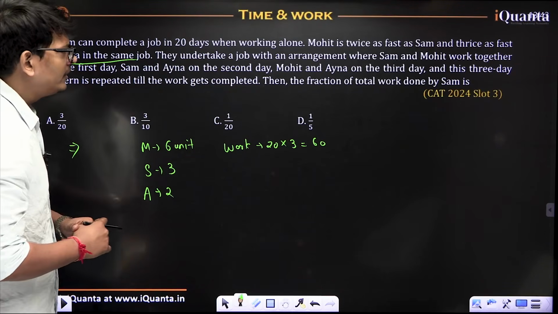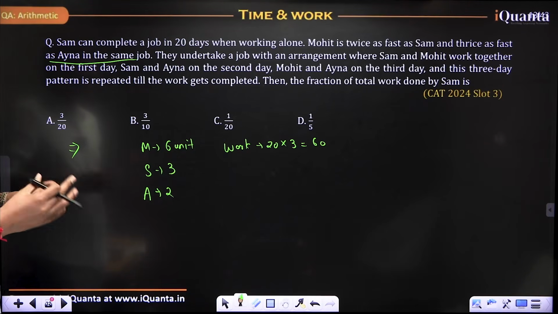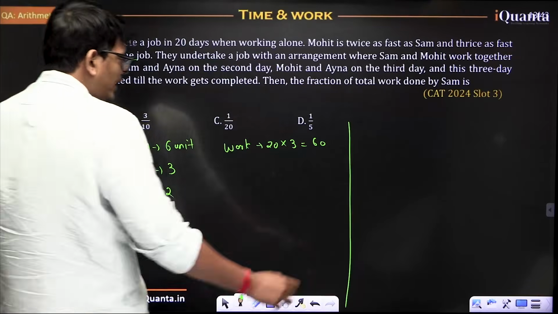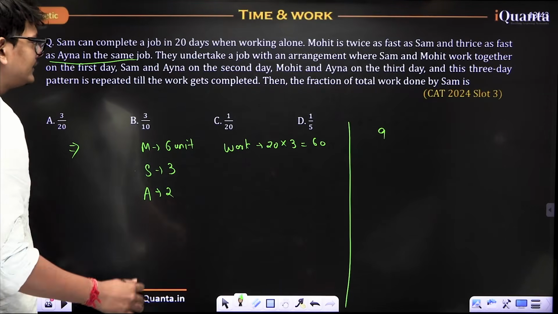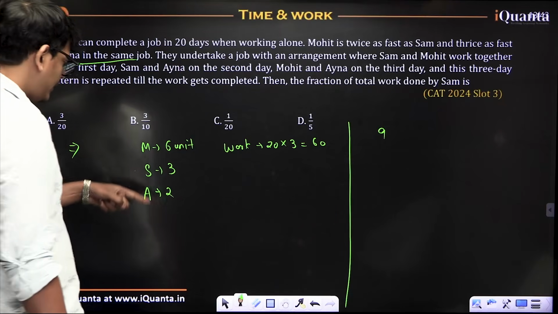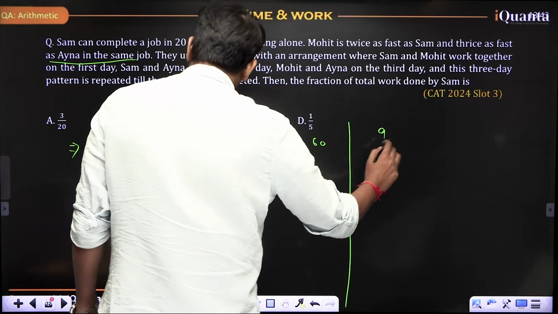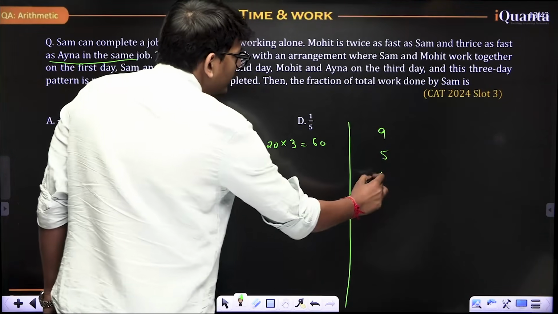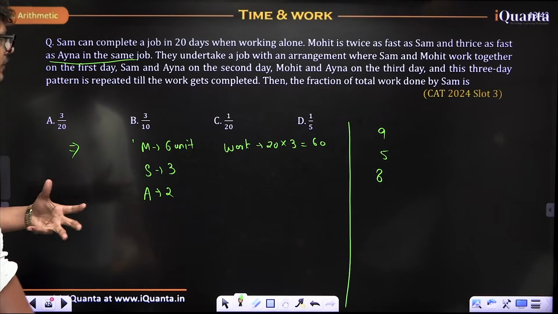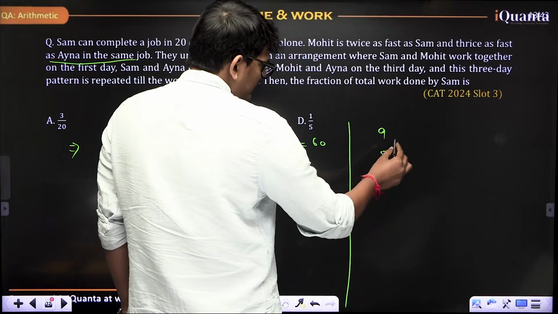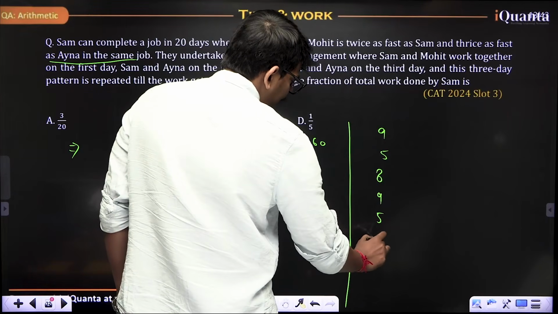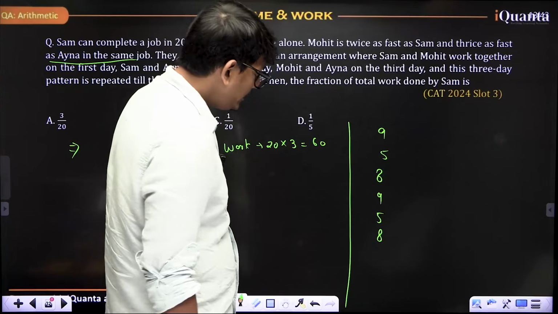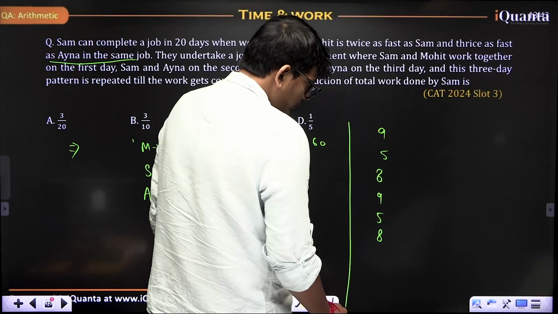They undertake a job with an arrangement where Sam and Mohit work together on the first day. So Sam and Mohit, 9 units of work on the first day. Sam and Aina on the second day, so 5 units of work on the second day. Mohit and Aina on the third day, 8 units of work on the third day. And this 3-day pattern is repeated till the work gets completed. So you can see I can do it manually also. So how much is this? 9 plus 5, 14 plus 8, 22. So 22, 22, 44.